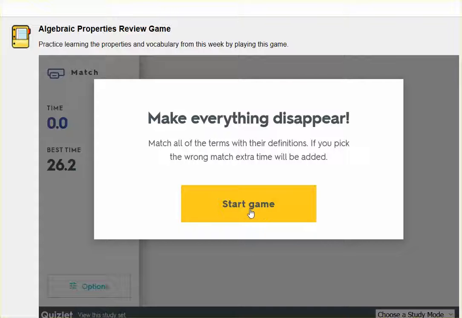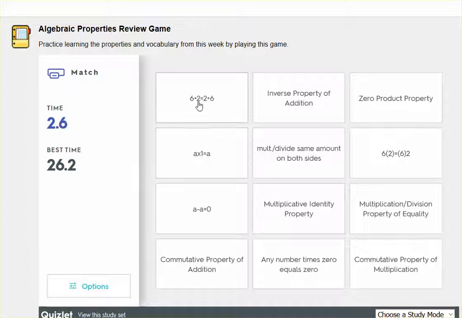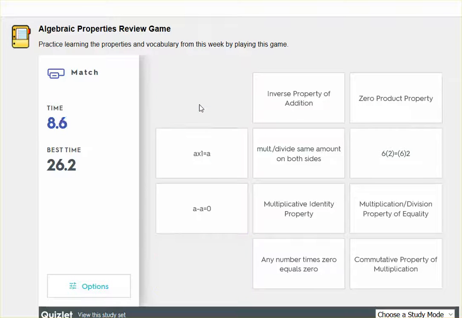It's not worth points, but there will be a matching section on the test next week that does include these properties, so you may want to make sure to practice. So the way you do it is you find, like this right here, that's an example of the commutative property, so you just drag one to the other one. And let's find one more. Zero product property, that's when you multiply a number by 0 and it equals 0.